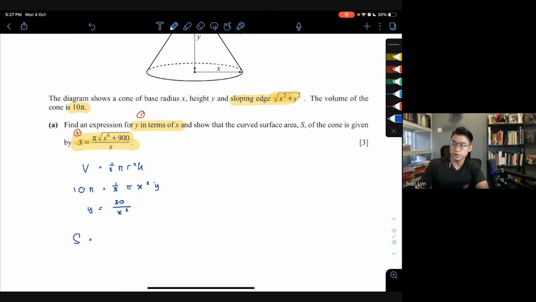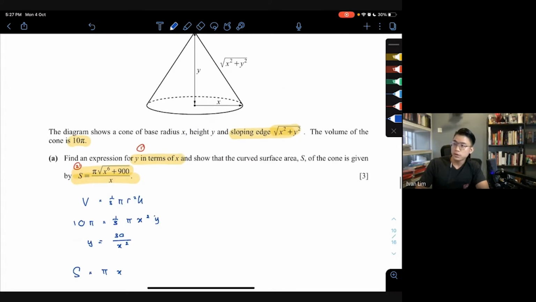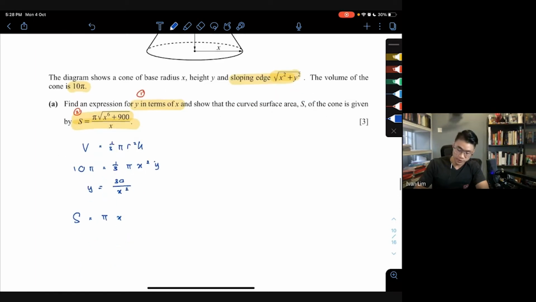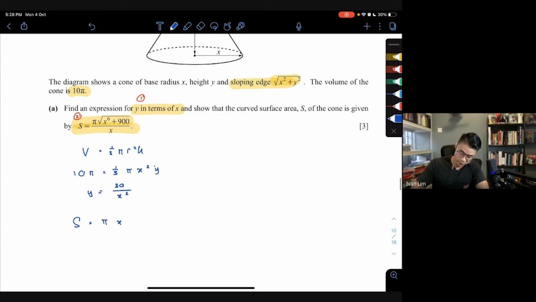Curved surface area. Okay, so not the entire surface area. If they say entire surface area, it means you include the base down there also. So this one will be what? Pi RL, right? Okay, pi RL. So pi R is x, and L is the square root of x squared plus y squared, right? Over there. X squared plus y squared.